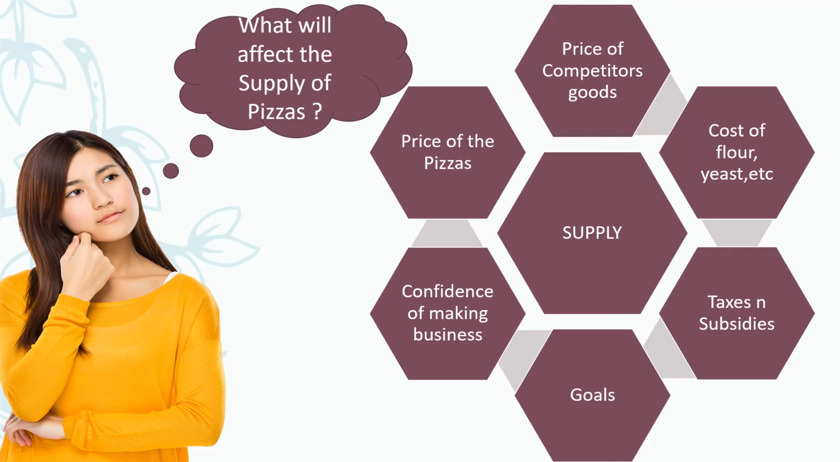Let me think now. What will affect the supply of pizzas? Well, first, the price of my pizzas, the price of competitors' pizzas or other competing goods, the cost of flour, yeast, other raw materials, the cost of labor, transport, fuel, electricity. If the government gives me subsidies, what if the government taxes? That could also affect my supply.